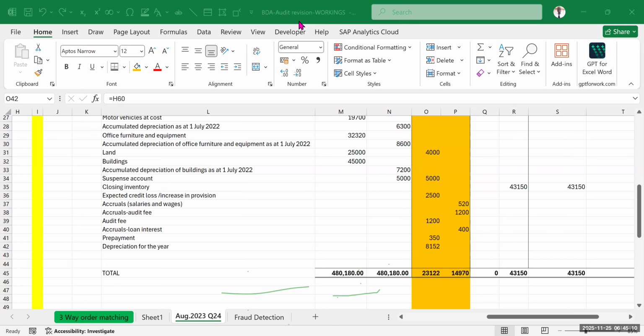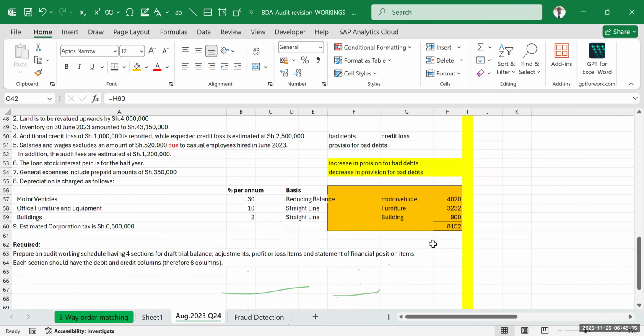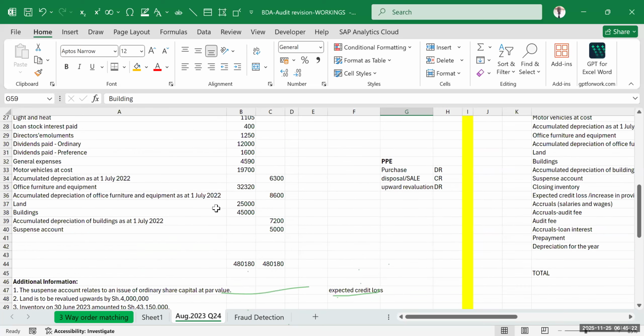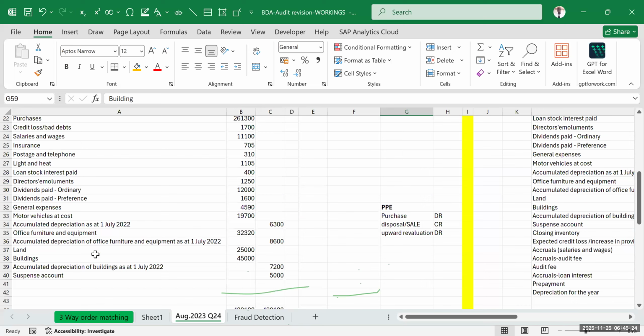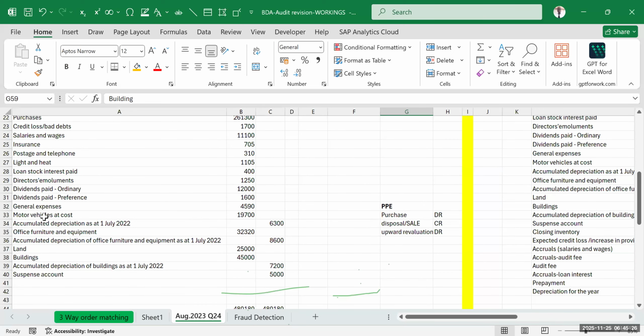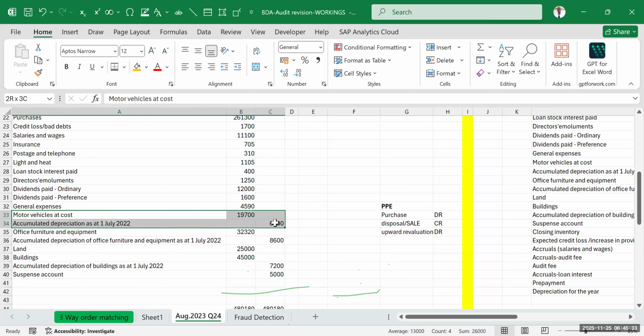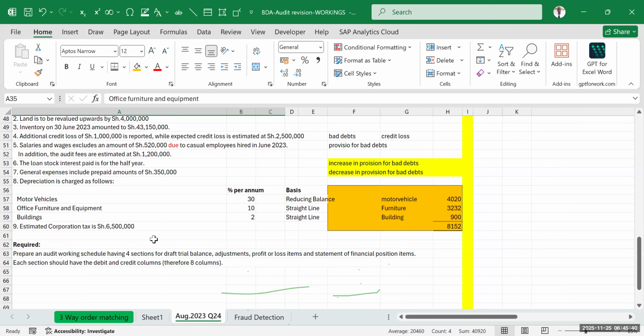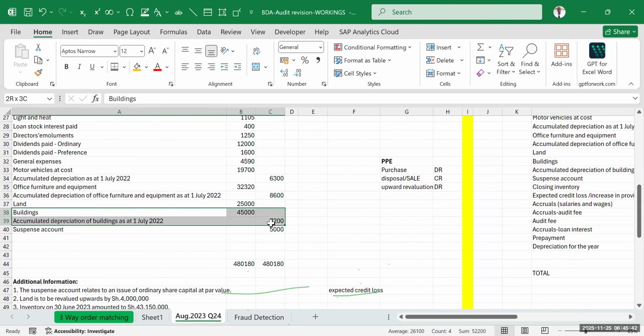Now, members, we already know how we've computed depreciations, right? We've done depreciation for every element of asset, motor vehicle on its own, furniture on its own, building on its own. Now, in the trial balance that they gave us, you will see that they also gave us accumulated depreciations of each element separate. Motor vehicle has its own accumulated depreciation here. When we come to furniture, it has its own here. So all of them have their accumulated depreciation separate. Building also has its own here.